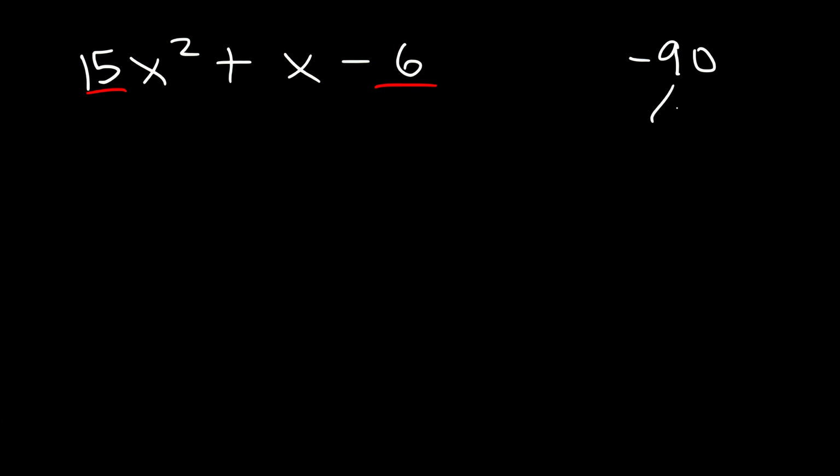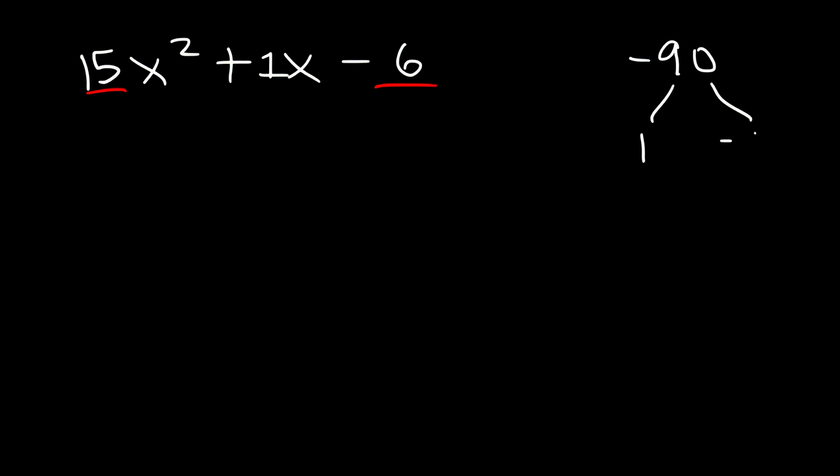Let's try another one. 15x squared plus x minus 6. So let's multiply 15 and negative 6. 15 times negative 6 is negative 90. Now, what two numbers that multiply to negative 90 add up to positive 1?